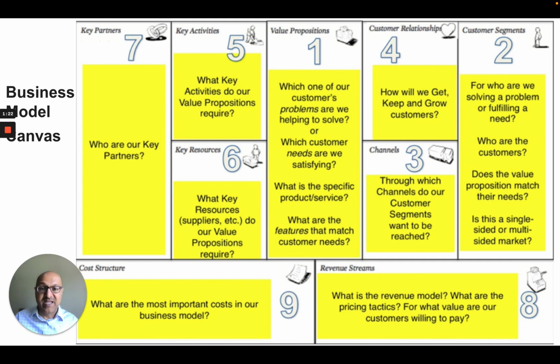You need to define it concisely, accurately, and briefly so that it's one sentence. What are the key features that match the customer needs? Just maybe the top 3 features. And then you move on to the second element, which is customer segmentation. Who precisely are you solving the problem for or fulfilling the need?